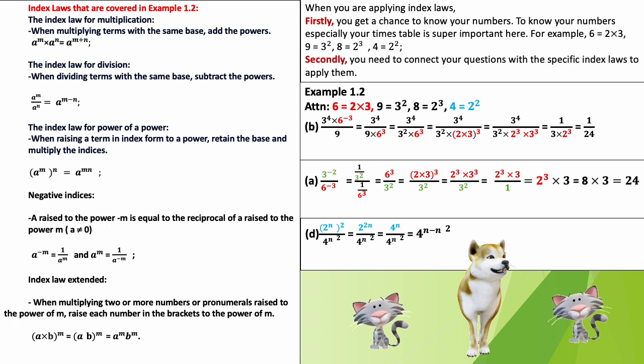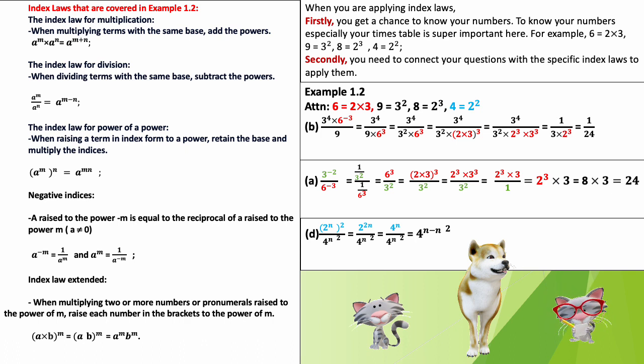Now we are looking at the 3 powers on the numerator and denominator. On the numerator, we have 3 cubed. On the denominator, we have 3 squared. By canceling the common factor of 3 squared, we get 3 on the numerator. And on the denominator, we get 1. That comes to the fifth step.